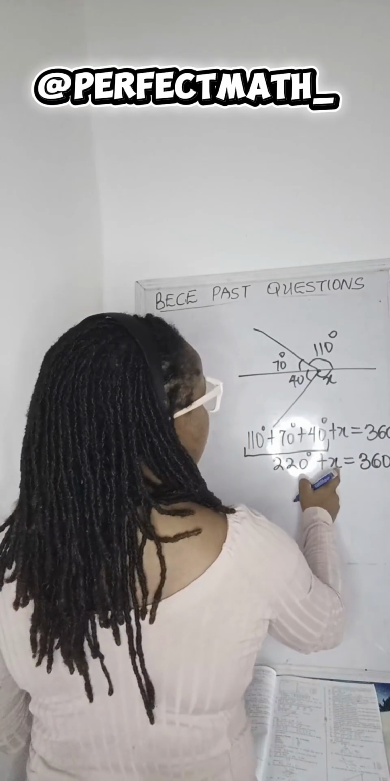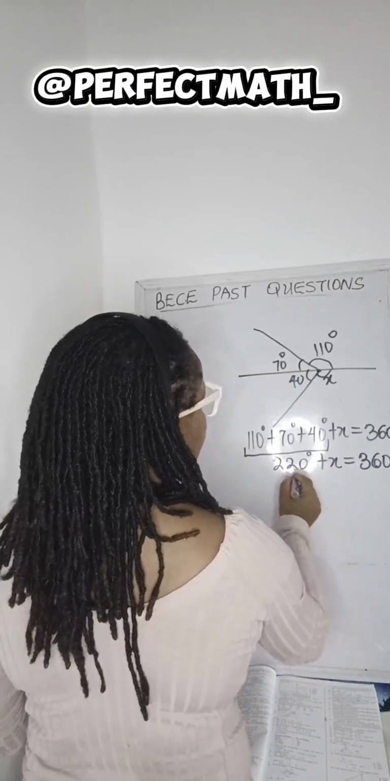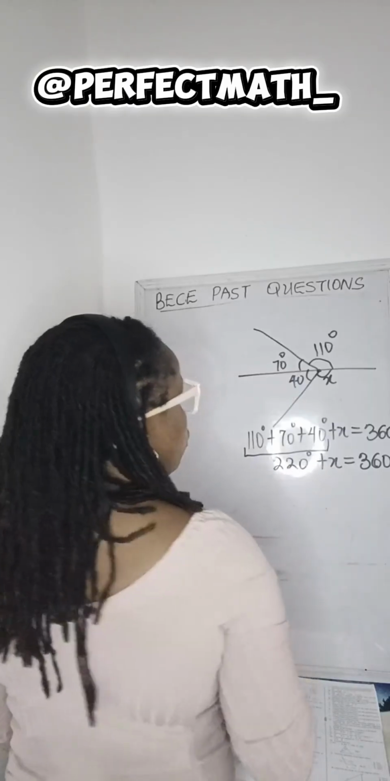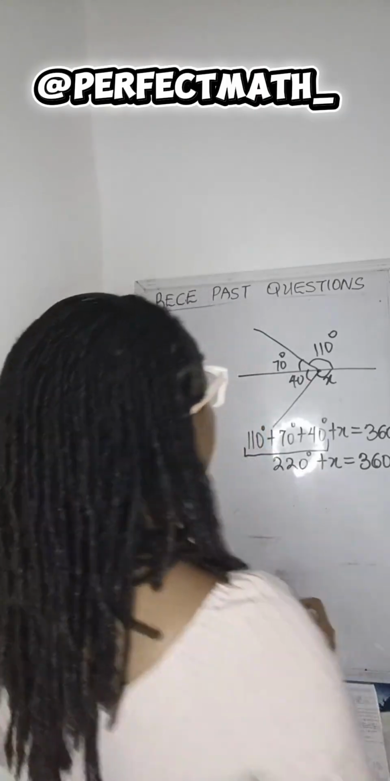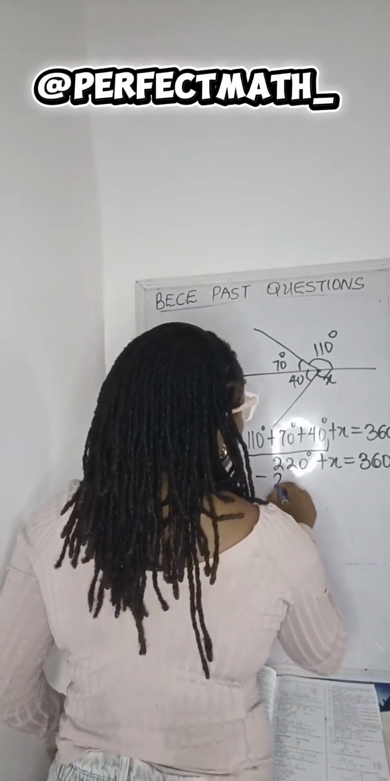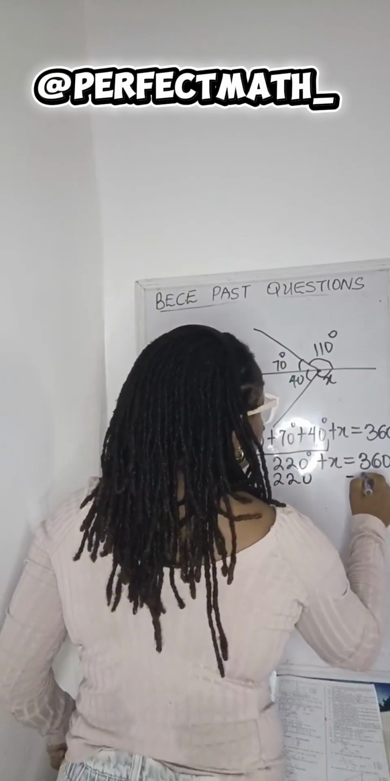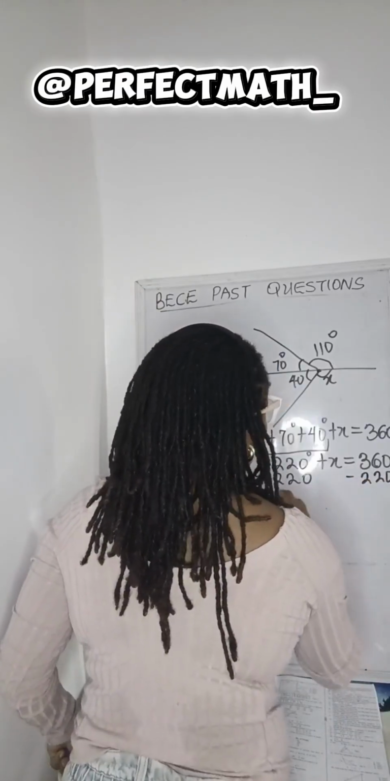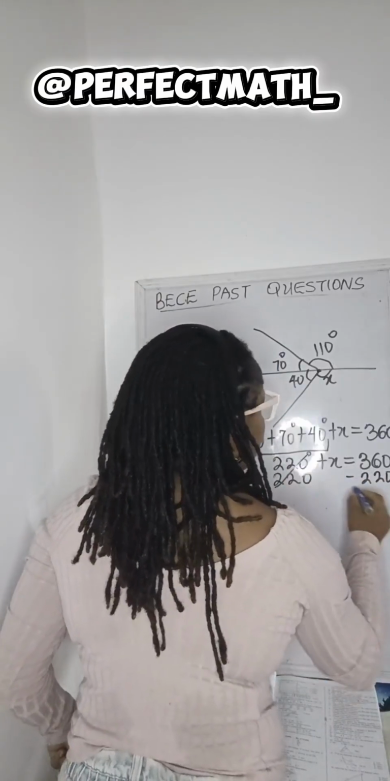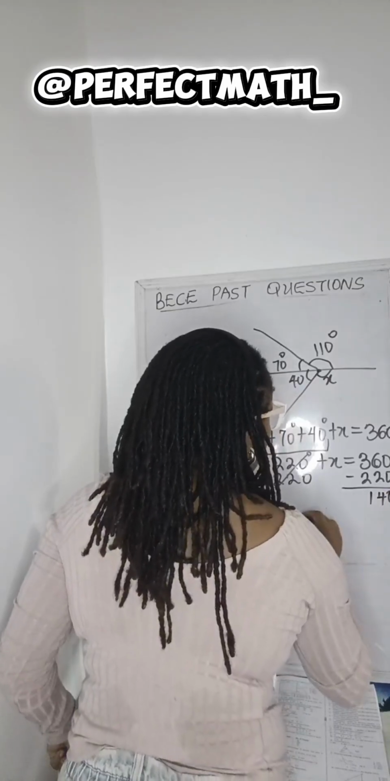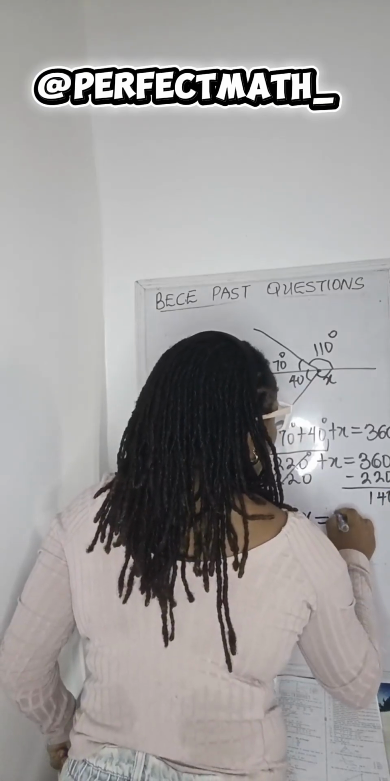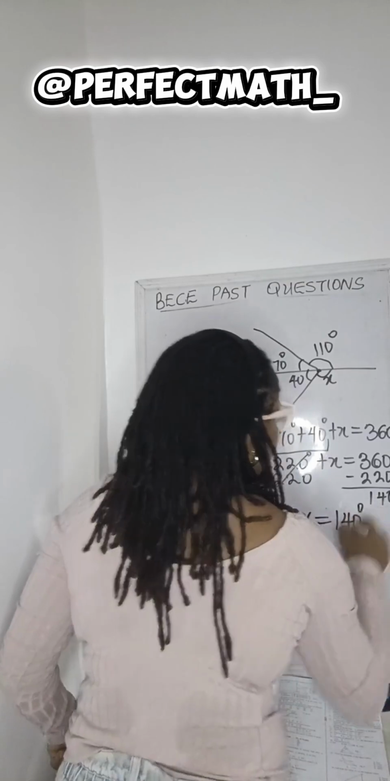Now I need to solve for x. What do I do? I have to eliminate this guy. For me to do that, because 220 is positive here, I would have to subtract 220 degrees from both sides. This cancels out this, so I'm left with 140. So it means that x equals 140 degrees.